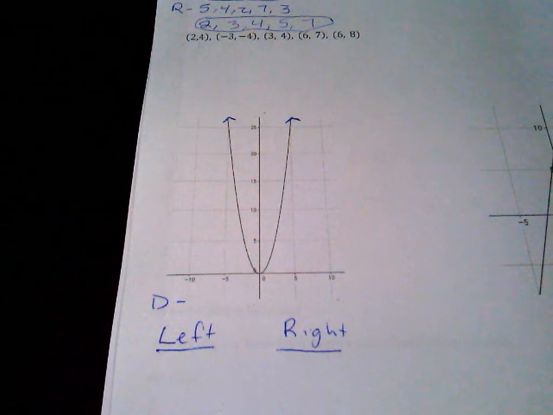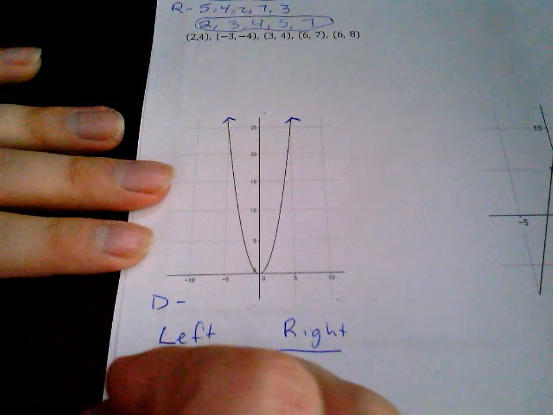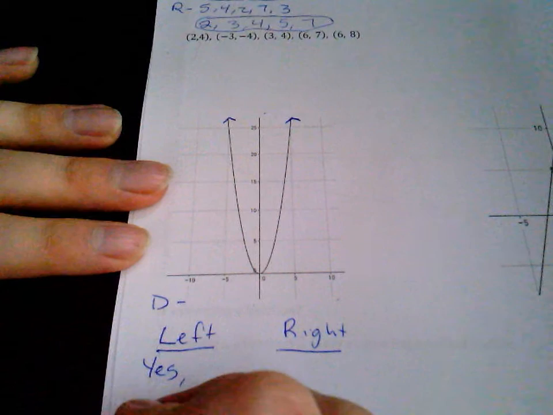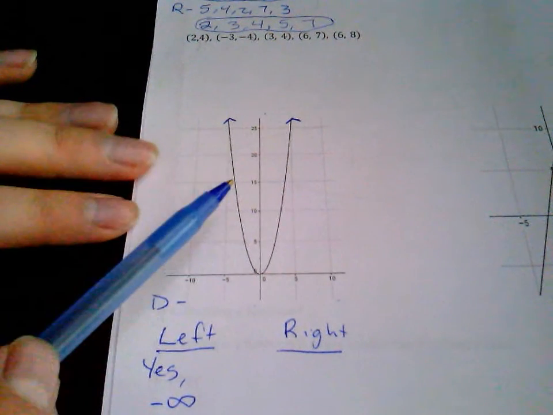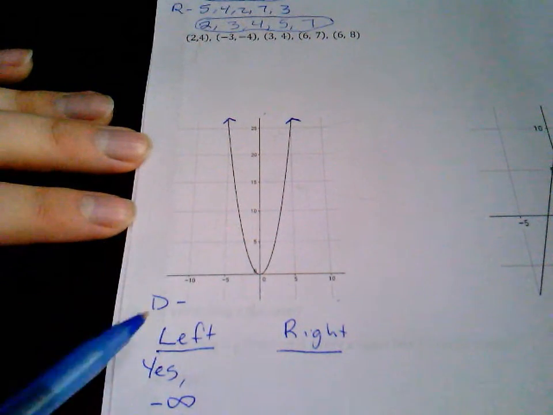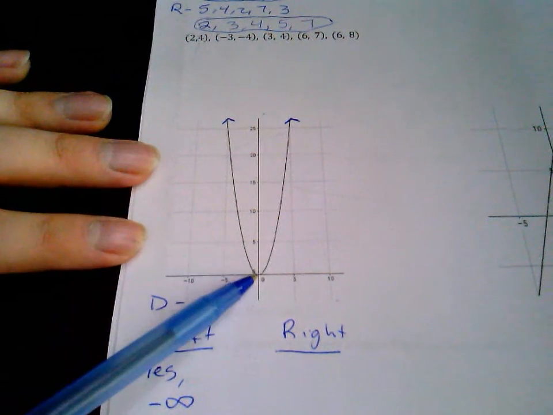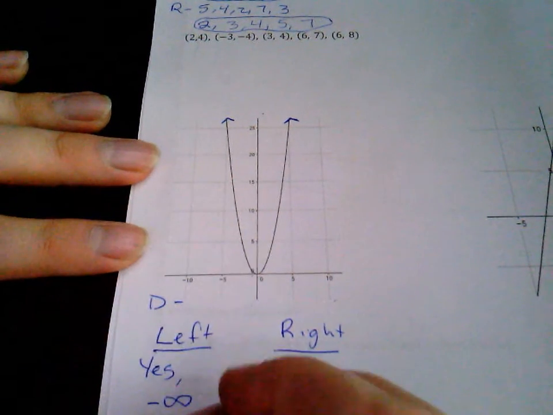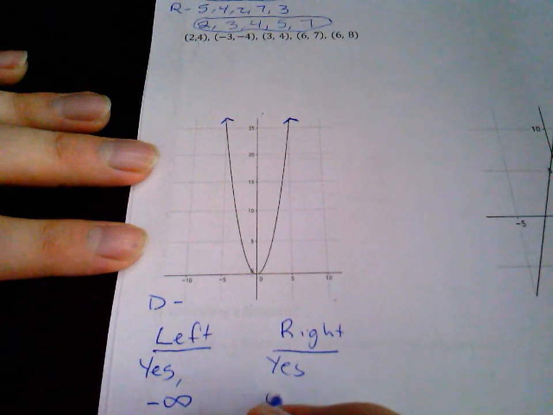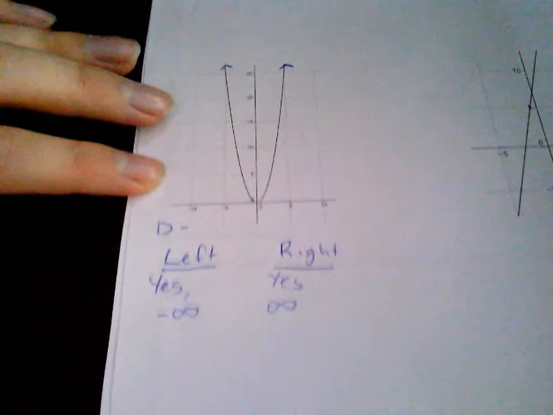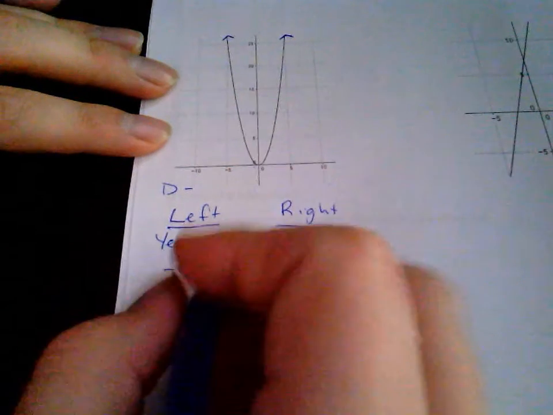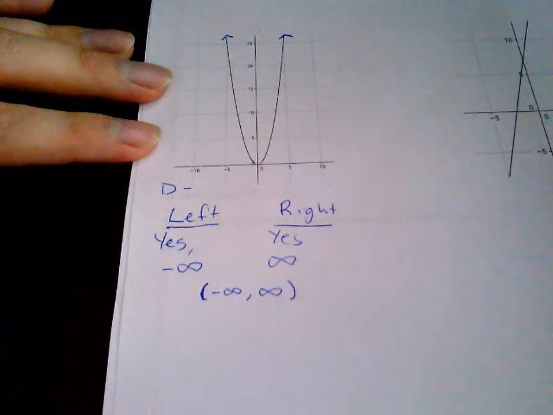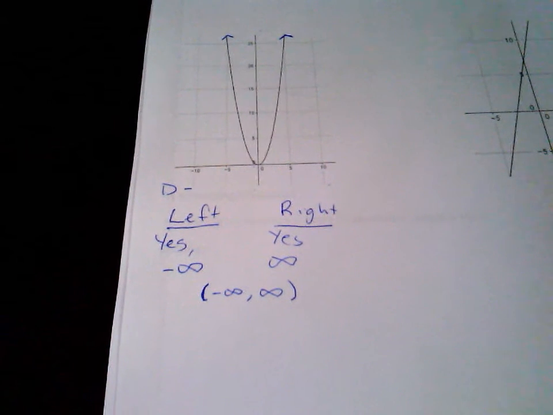So does the left go on forever? You say yes, it does. And what do we call that? We call that negative infinity because it's going to the negative x's. The next question: is it going right forever? The answer once again is yes. It's going up and to the right. So yes again, but it's going to infinity. That's the domain. So the domain is, in parentheses, negative infinity to infinity, which actually means that any x value is incorporated in this function.